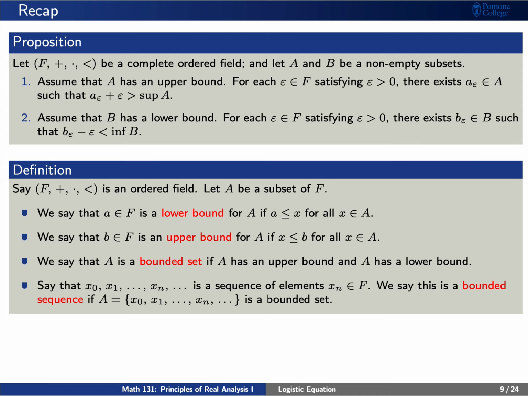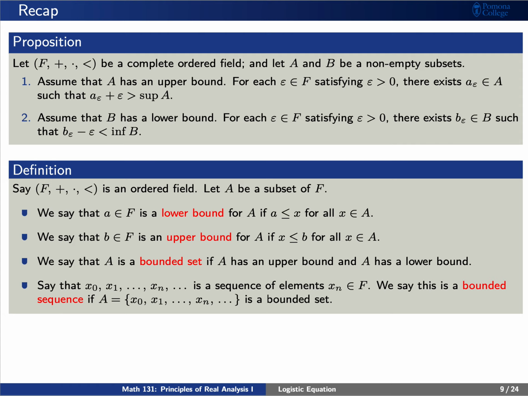We now remind you of a few properties about least upper bounds and bounded sets. Let's say that F is now an ordered field, and let capital A be a subset of F. Recall that an element lowercase a is a lower bound for the set capital A if a is less than or equal to x for all x in the set capital A. We'll say that an element lowercase b is an upper bound for capital A if b is greater than or equal to x for all x in the set A. We'll say that our set A is a bounded set if it has both an upper bound and a lower bound.